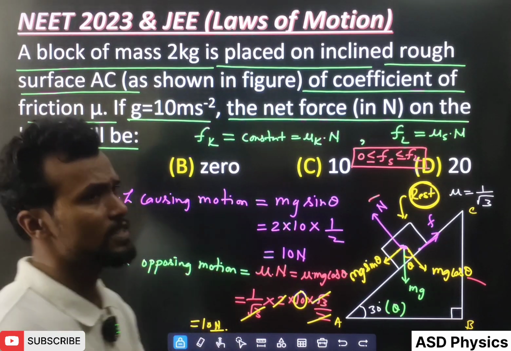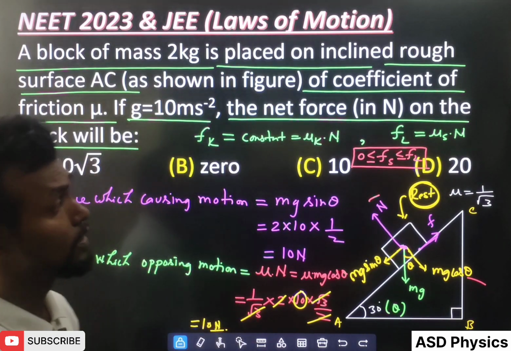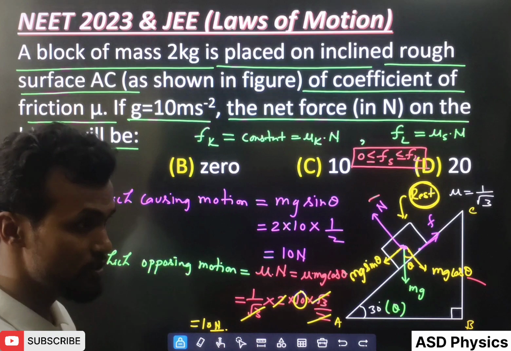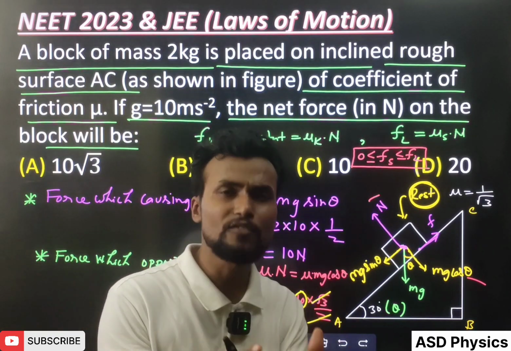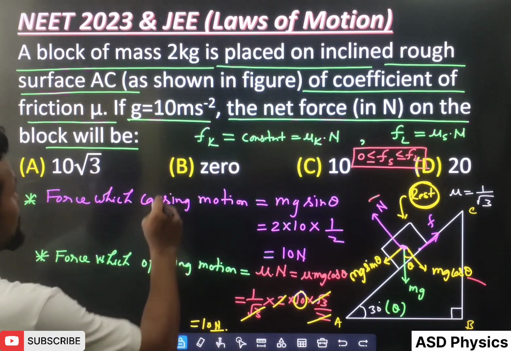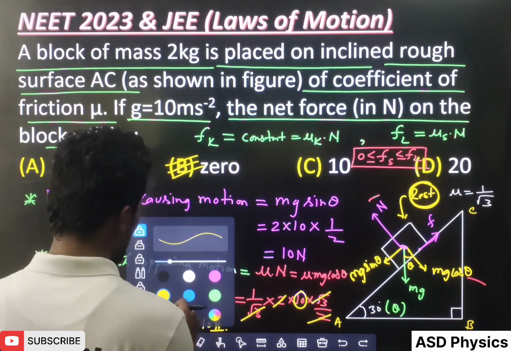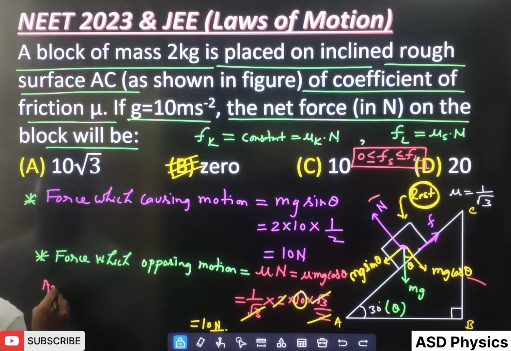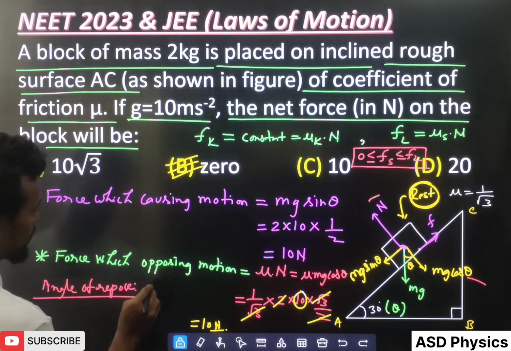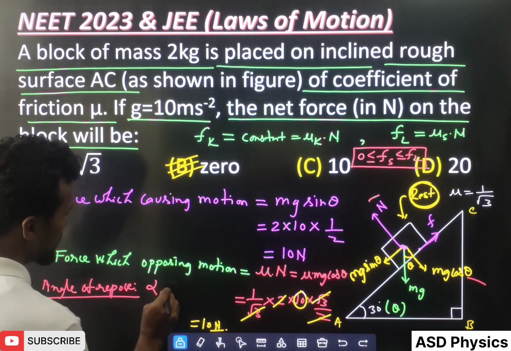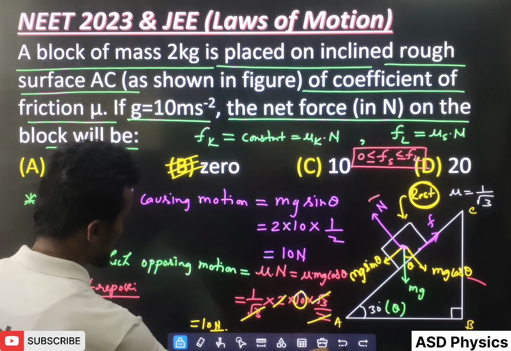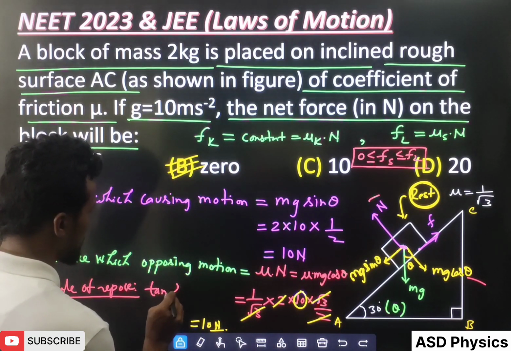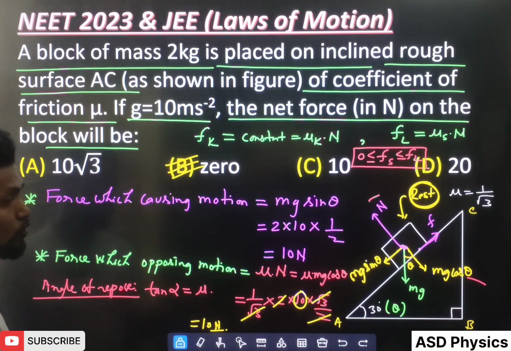And when the block is in a rest situation, the net force on the block will be how much? From Newton's first law of motion, when any object is in a rest situation, the net force acting on the object will always be 0. And from one more point I can tell you, there is also the concept of angle of repose. Angle of repose tells that tan alpha should be equal to mu.